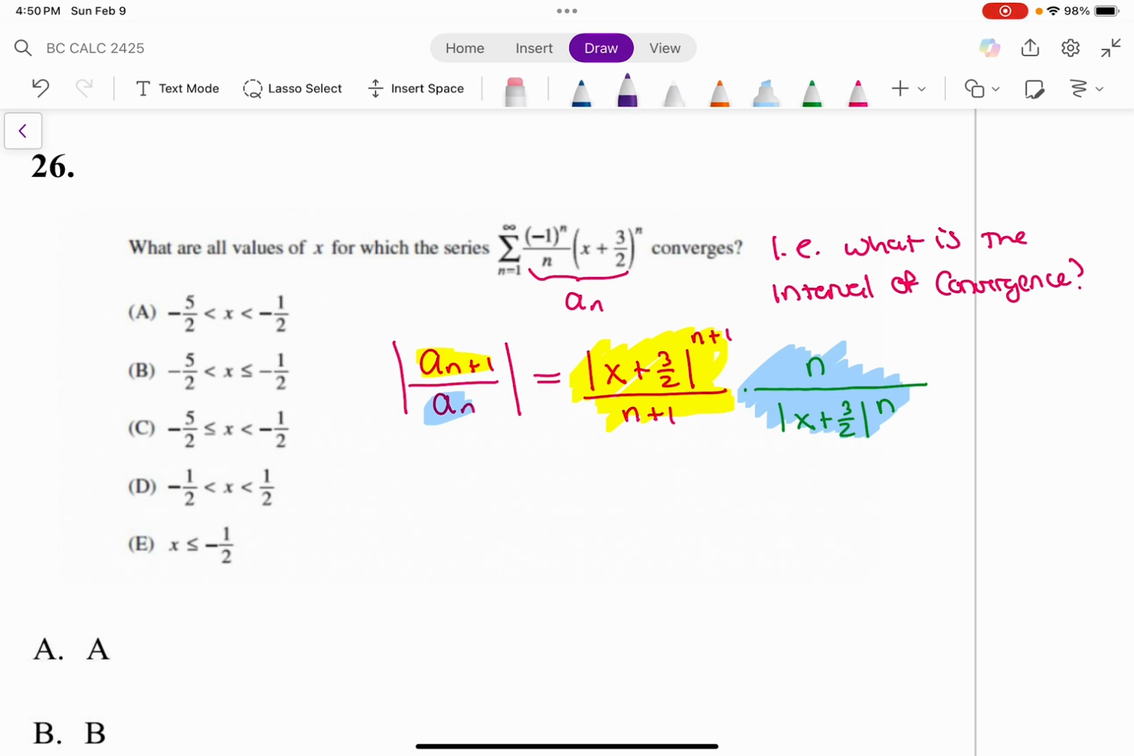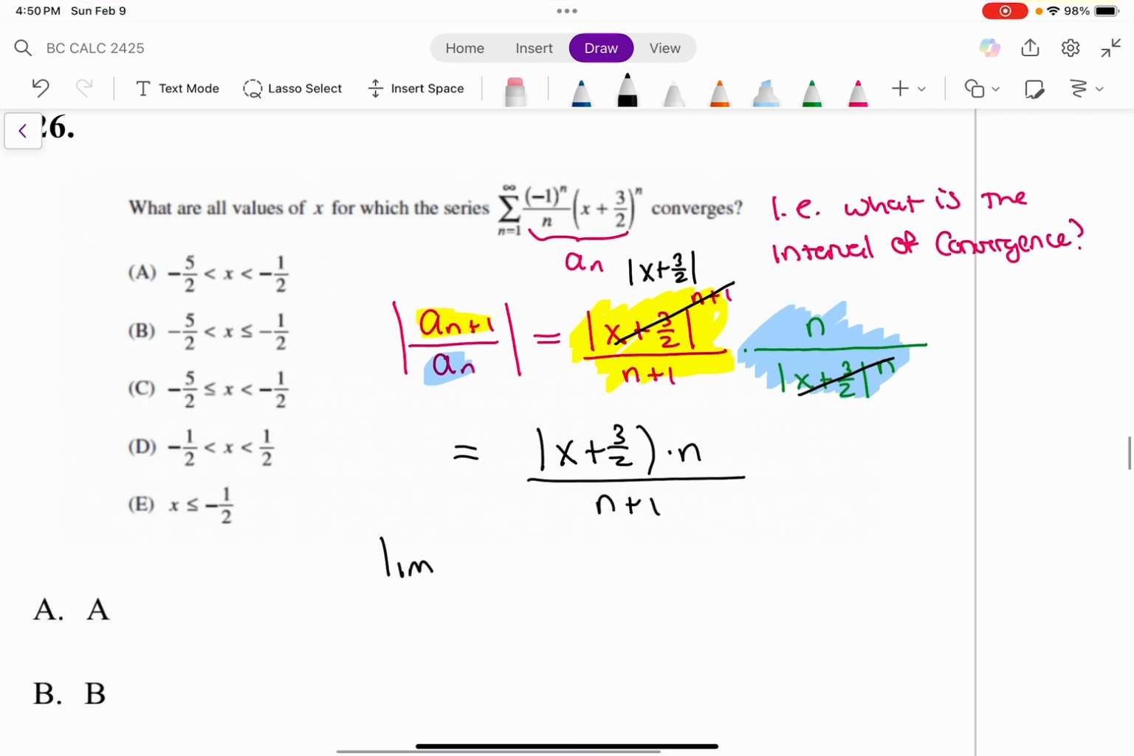Just a little, okay, so that leaves one copy of x plus 3/2, and that's it. There's nothing else really we can do. So this ratio here equals the absolute value of x plus 3/2 times n over n plus 1. Okay, and then the ratio test says take that limit, okay, as n goes to infinity.